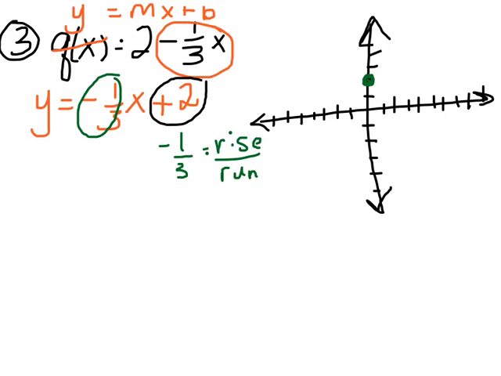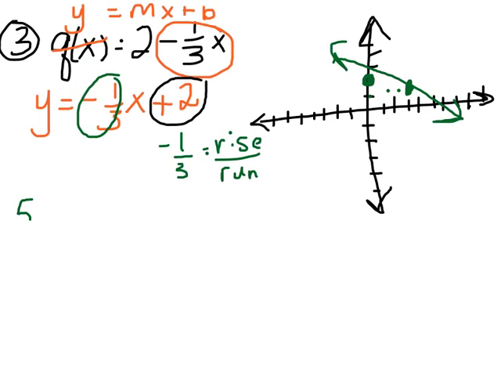So I'm going to start at that green point. I'm going to go down 1, and then I'm going to go right 3. And there's my new point. If you're looking on the graph, it would be at 3, 1. So I can just connect those two, which is hard to do on the iPad, but you get the idea. If I connect those two, I'm done.